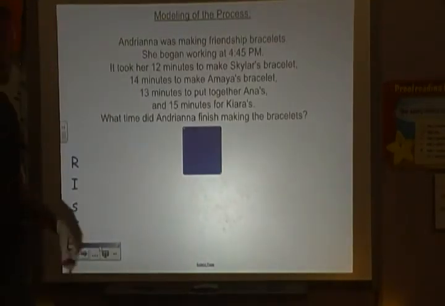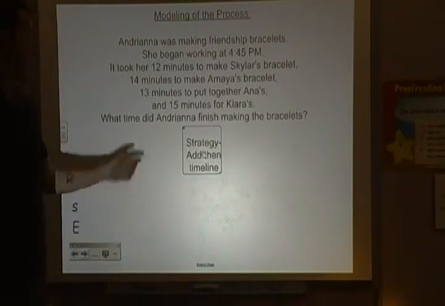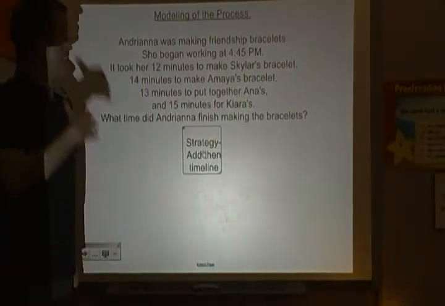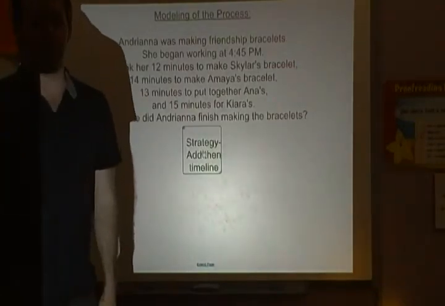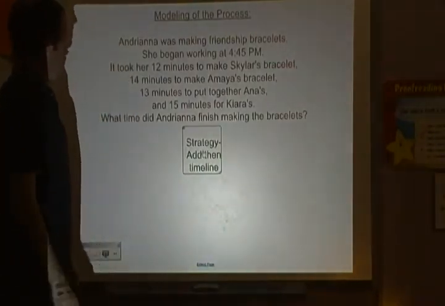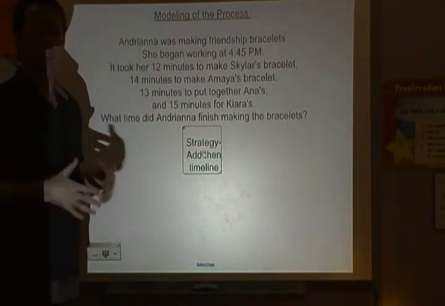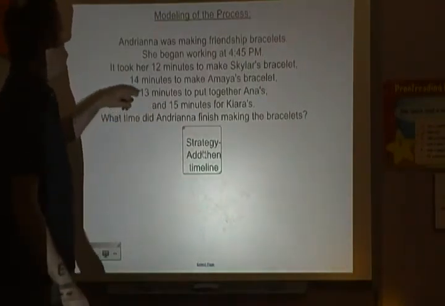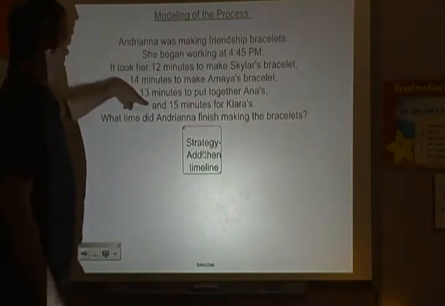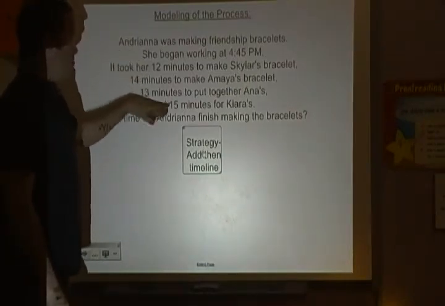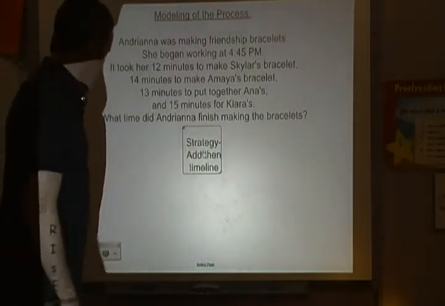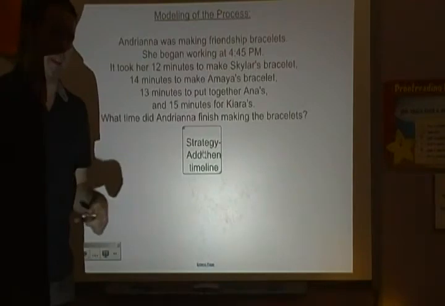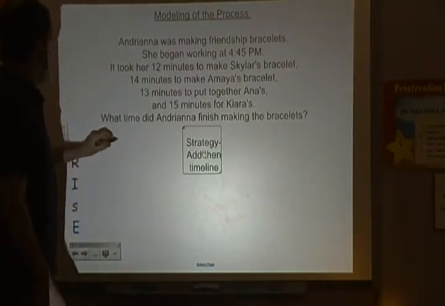Time to solve. Today's strategy is add, then timeline. Now again, this isn't the only way to solve the problem, but it's the way that I'm going to be presenting to you. If you have any other ways, please jot them down and share them with us tomorrow. So I know there were 4 bracelets made, and I know how long it took for each one of those bracelets. So I want to add all that time together before I go ahead and do my elapsed time.